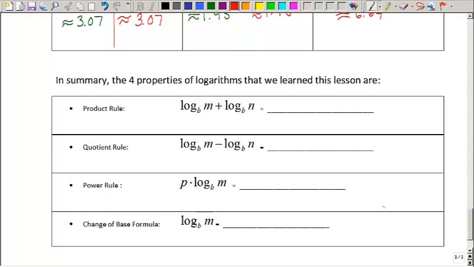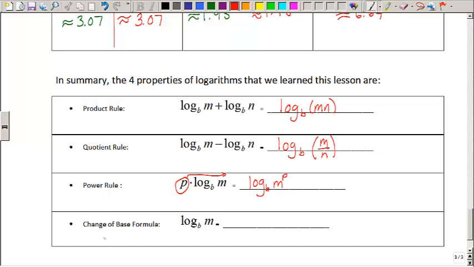So in summary, the 4 properties that we learned in this lesson are the product rule, which gives us when we add 2 logarithms together, we get log of that same base, and we multiply the 2 arguments. If I'm subtracting 2 logs, I can rewrite that as log base b. Notice the bases have to be the same, of the quotient of the 2 arguments. Because it says subtract, I take the quotient. The power rule allows me to move the coefficient up into the exponent to get log base b of m to the p.